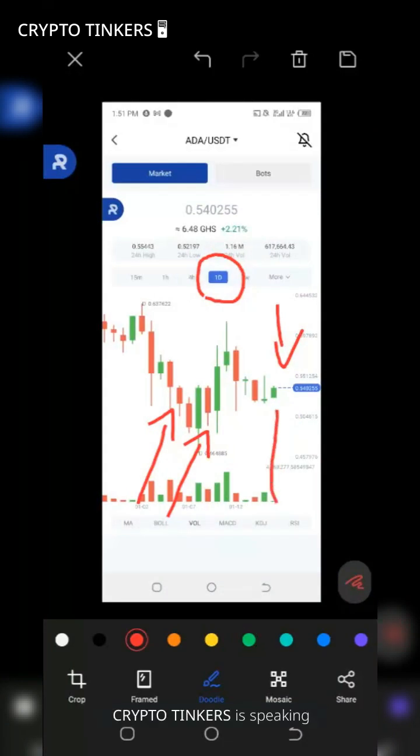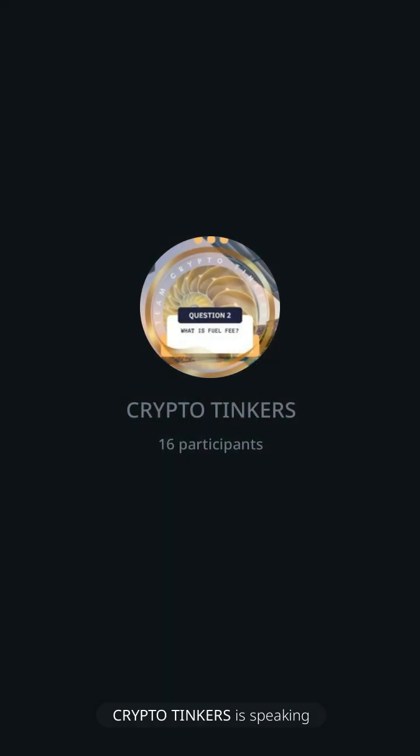Okay, this is today's candle. You see that it has not finished yet because we are now at 2 p.m. or so in Ghana time. So this candlestick, if you watch it on the ADA USDT, you will see that by the time it's 12 midnight, go and check the shape of the candlestick.